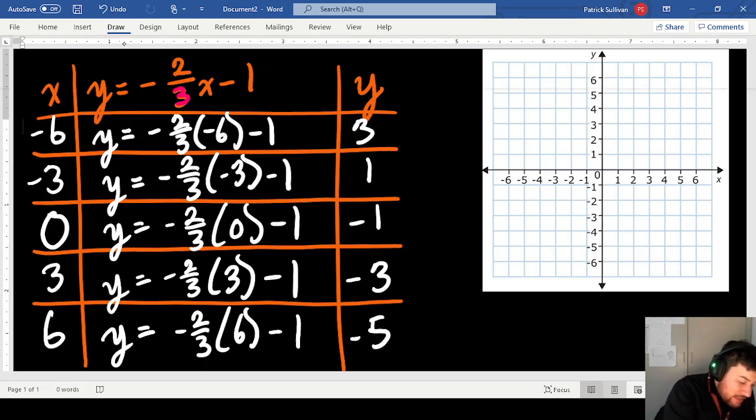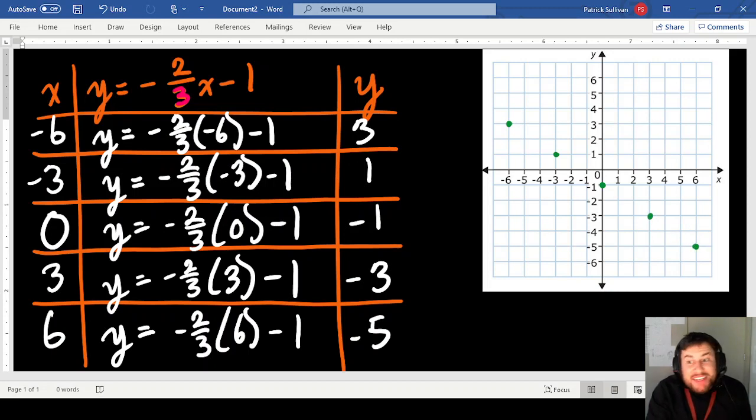All right, my last step to all of this is I need to go ahead and graph it. I'll use green. So my ordered pairs, in this case, my x input was negative 6, the output was 3, so I'm going to do negative 6 to 3. In this case, input is negative 3, positive 1. At 0, I get 0, comma, negative 1, 3, comma, negative 3, and then 6, comma, negative 5, right?